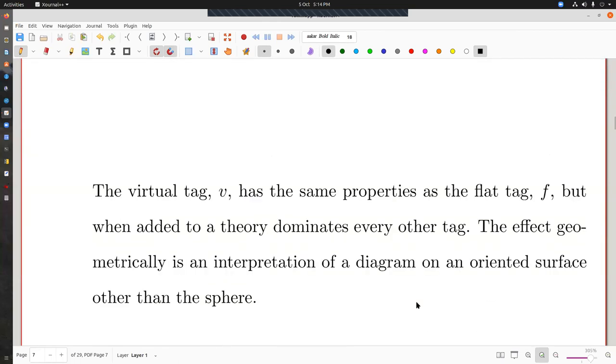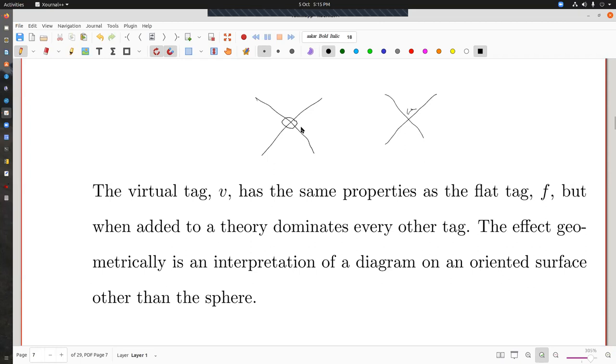Right, now we come to the virtual tag V. So this has got a picture, and it's always denoted with a little circle round. That's its glyph, but it's sometimes more accurate just to put a V there, because this glyph is also the same for a weld crossing. But the point about the virtual tag is that it dominates everything. It's the top of the tree. It dominates everything.